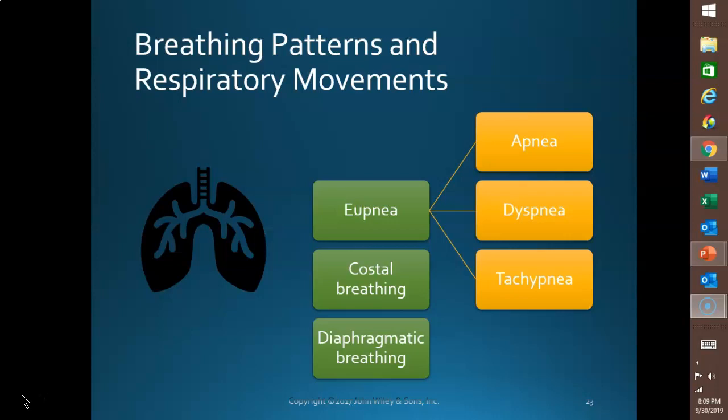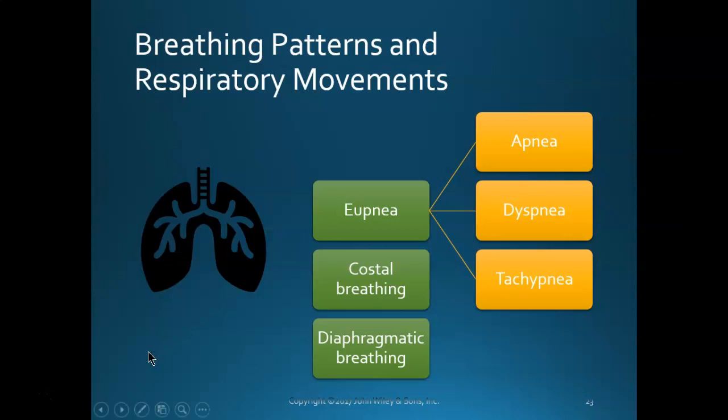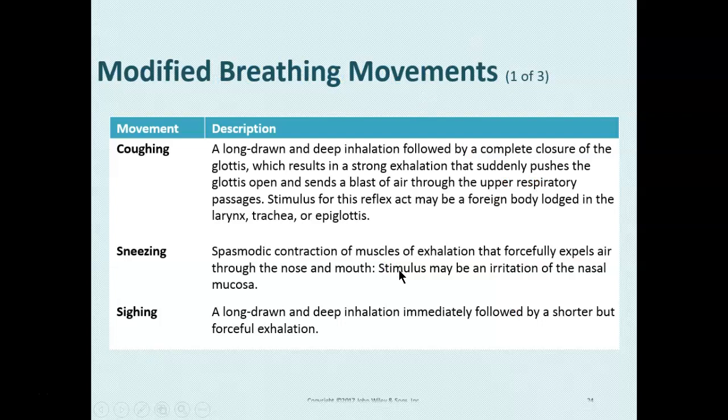Breathing also provides us with ways of expressing emotion when we laugh or we sigh or we sob. It can also be used to expel foreign matter from the lower air passages through actions like sneezing and coughing. Breathing movements also are modified when we control the way that we talk or sing. So on the next couple of slides, we'll look at some different breathing patterns, and I want you to know the basics on these and just understand that these are non-respiratory air movements.